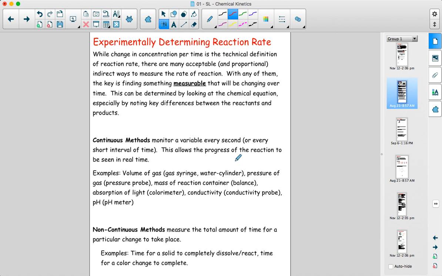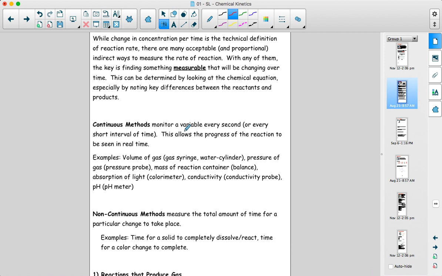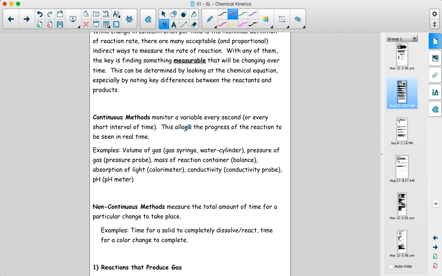Now, experimentally determining reaction rate is where we're going to start, because this is how we can actually do this in the lab. So the key with any reaction is finding something that's measurable that will change over time. The best methods involve monitoring a reaction continuously. So picking out some sort of variable that you can measure at a given time interval, like every second or every 5 seconds, that allows you to monitor the progress of the reaction in real time.